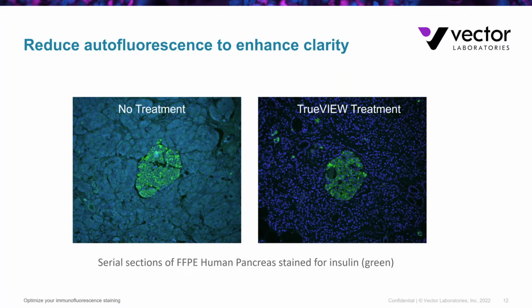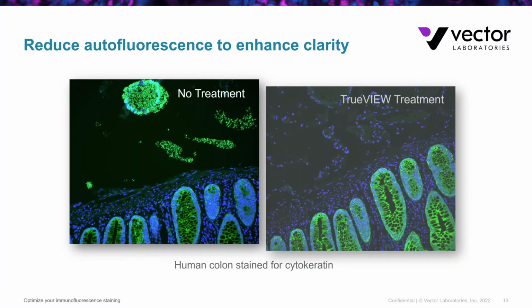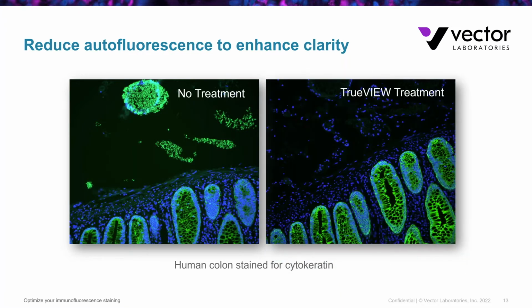Here's another example whereby we've got some human colon stained for cytokeratin, which is the green in here, and then counterstained with DAPI. But unfortunately, you have all of this outlying, looks like vasculature interference out here, which does take away from the image itself. With TrueView treatment, for example, it would eliminate that and give you a much clearer, more defined, specific staining.